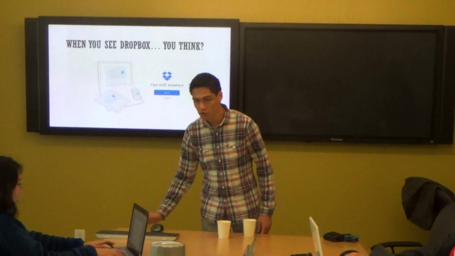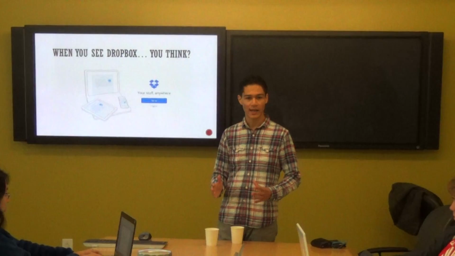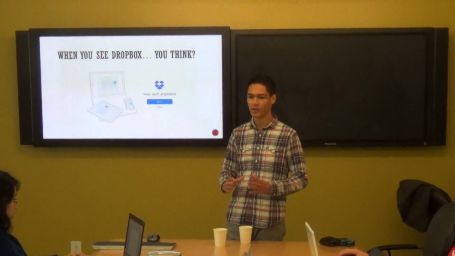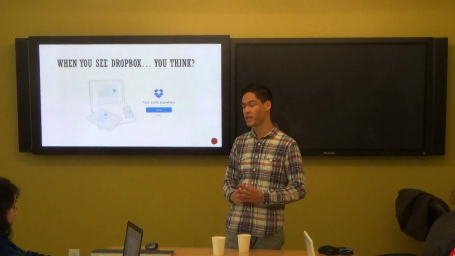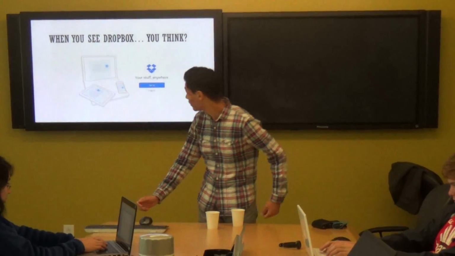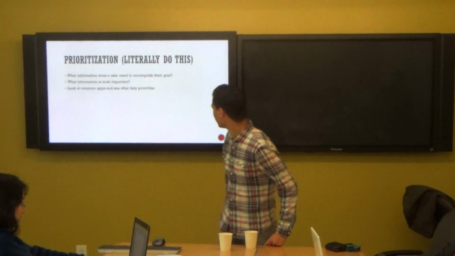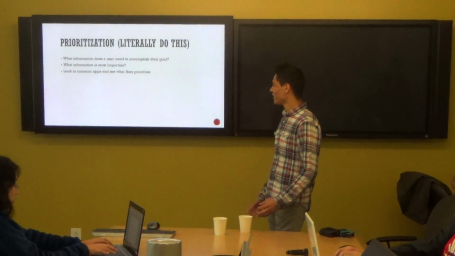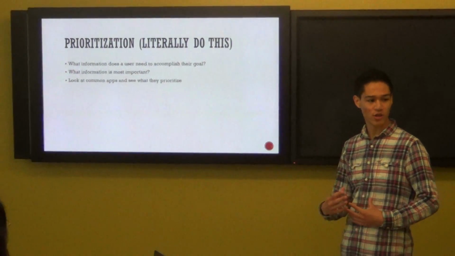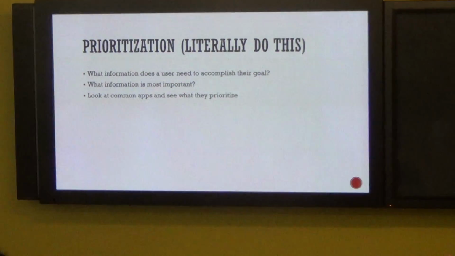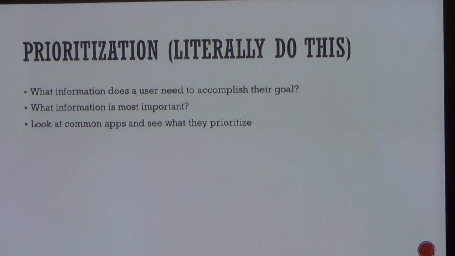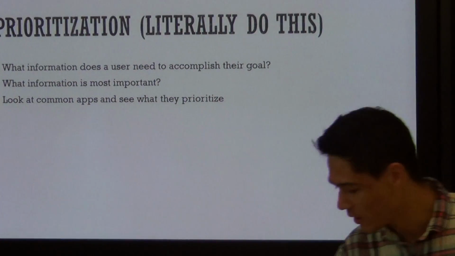So purpose is, when you build your homepage, when you build each page, have the one thing you want them to do more than anything else and build around it. If you have two or three things, it gets more complicated. That's a lesson I've learned the hard way, unfortunately, with our UX. So prioritization. What information does a user need to accomplish this goal? What information is most important? My advice to you is look at common apps and see how they prioritize what's on there.